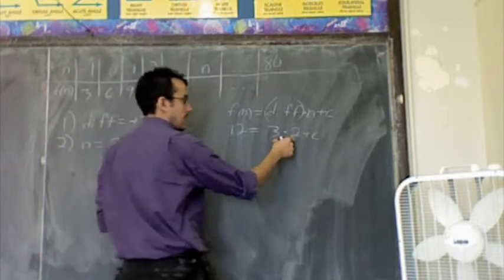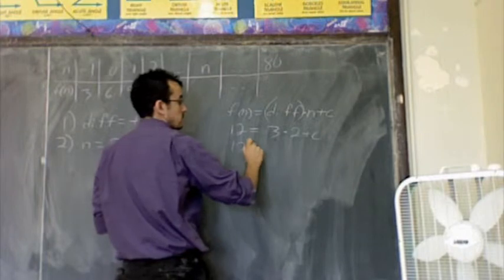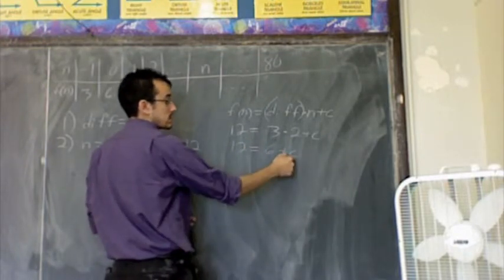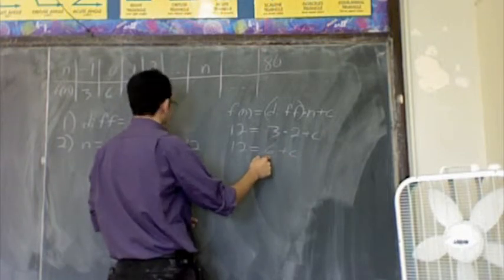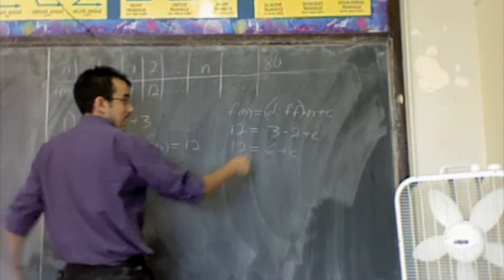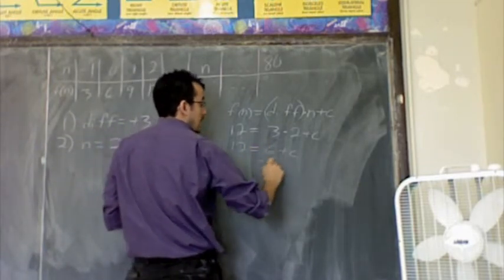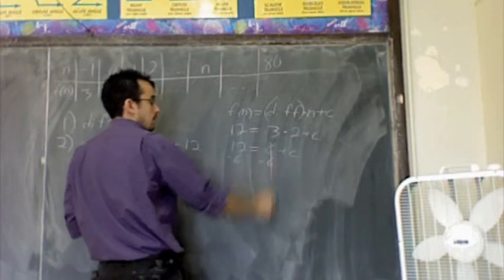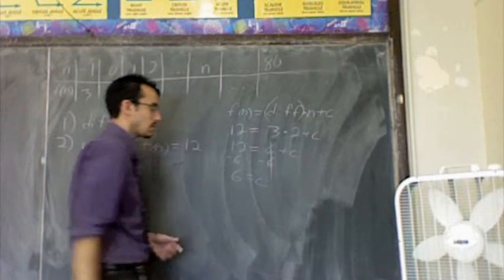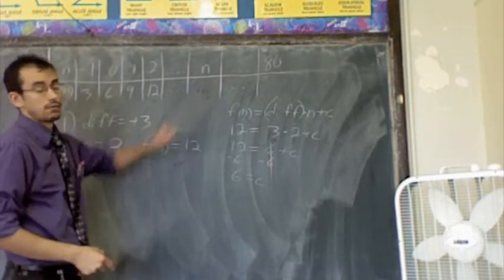So let's do any simplification we can. 3 times 2, that's 6. So this is really 12 is equal to 6 plus c. And then I want this c alone, so I have to get rid of this. In the other problem, I believe this was a negative 12, so I added 12. In this problem, this is a positive 6, so I do the opposite of positive 6. I subtract it. My 6's cancel there. 12 minus 6 is 6. There's my c.